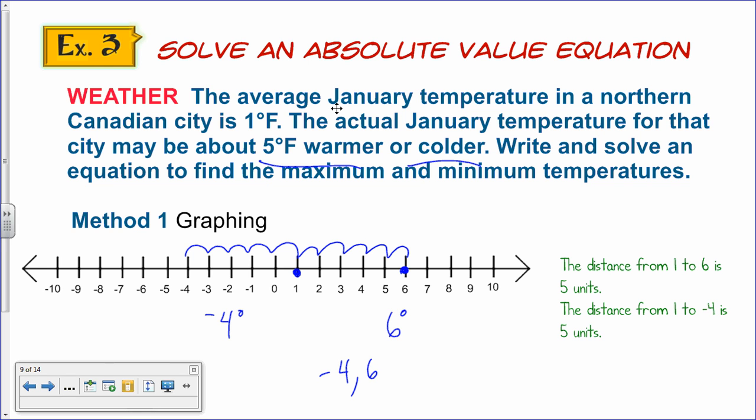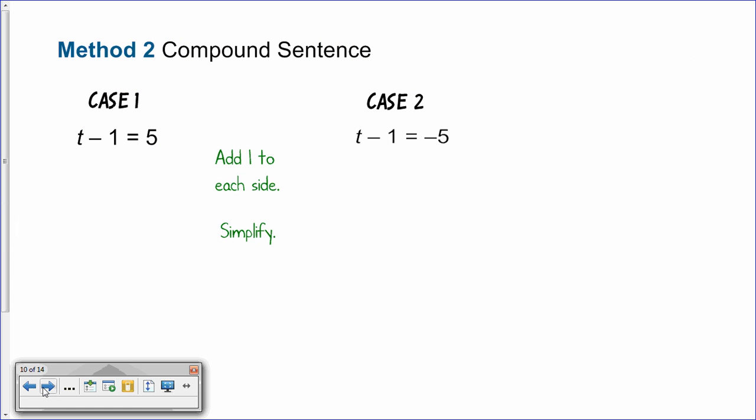All right. Now there's a second method. This is method 2. What would this 5 represent? 5 degrees what? Warmer. Okay, this would be what? Colder. Everybody clear on that? Okay, so my first case, how do I do this?